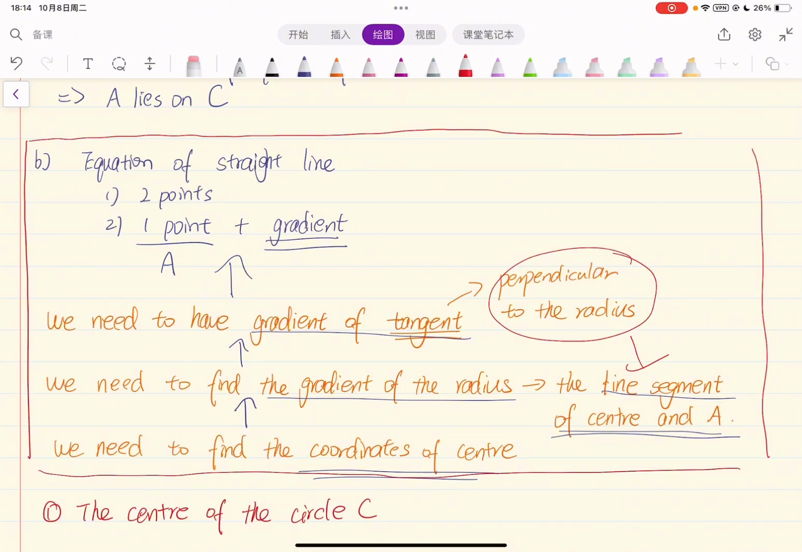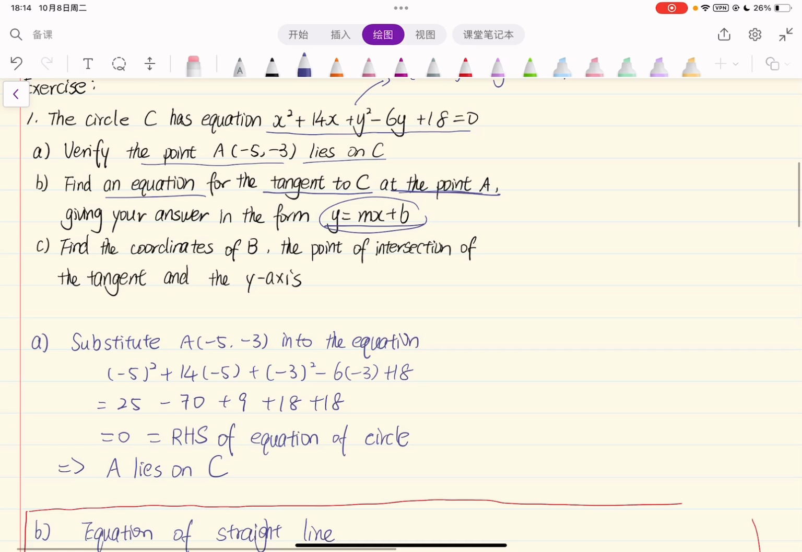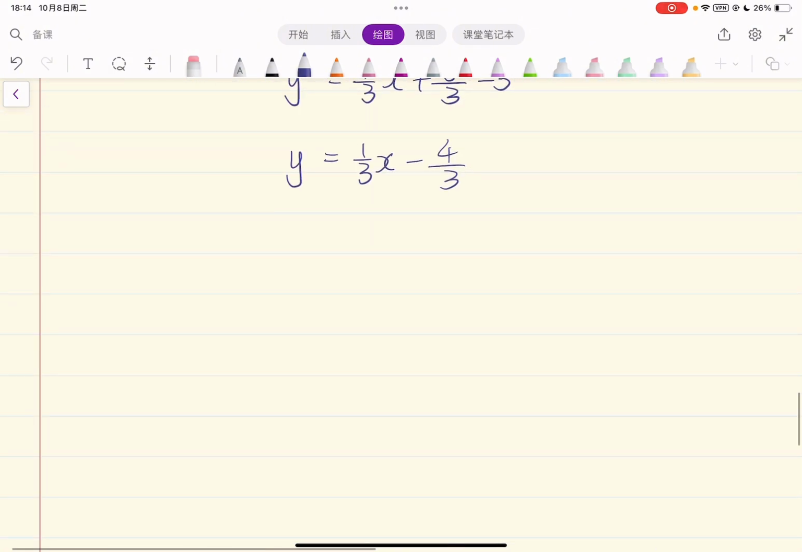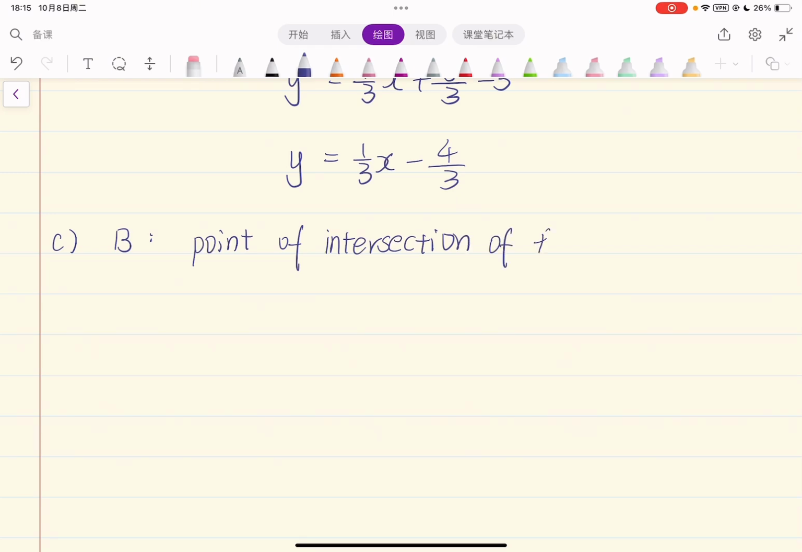Now let's see the third question, part C. It asks you to find the coordinates of B, the point of intersection of the tangent and the y-axis. So point B is the intersection of the tangent and the y-axis, which means x equals 0.